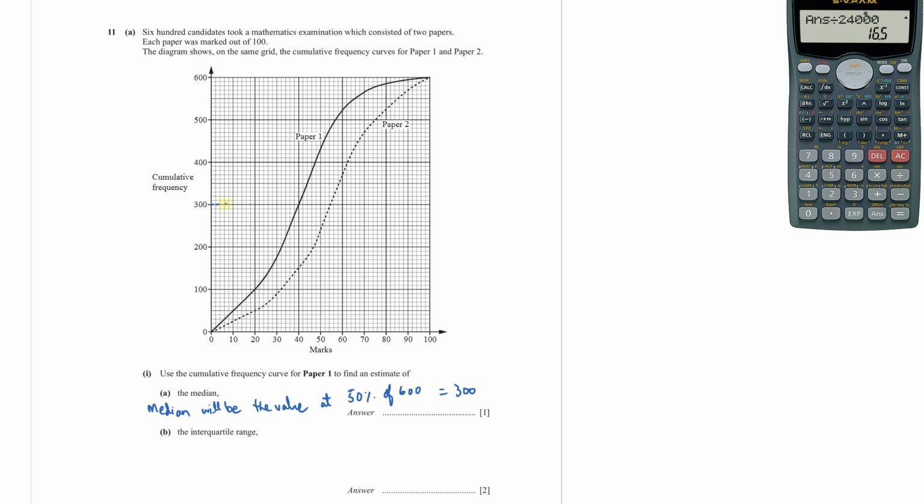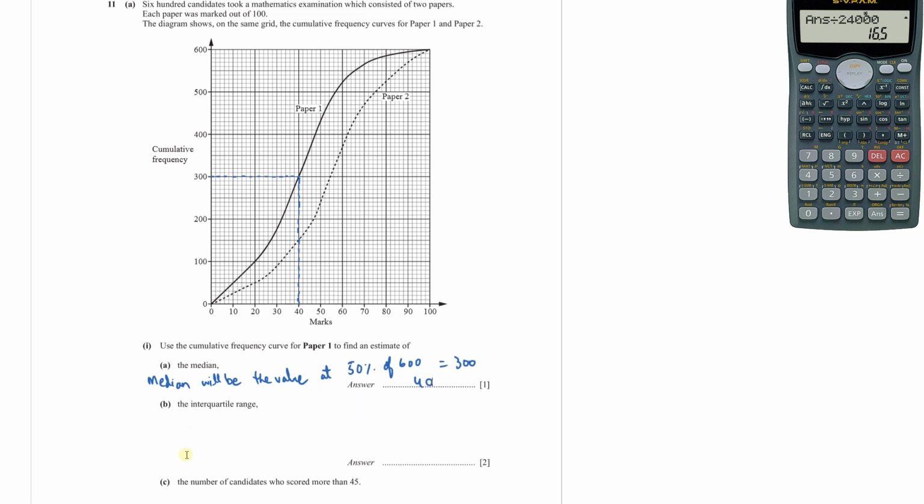If you draw this line here, it will intersect the curve at this point, and the value at this is 40. So this is 40.